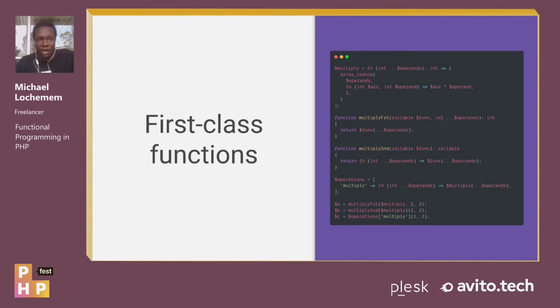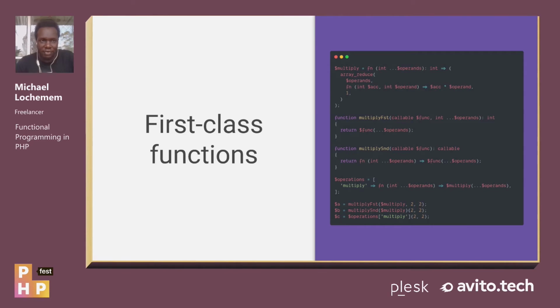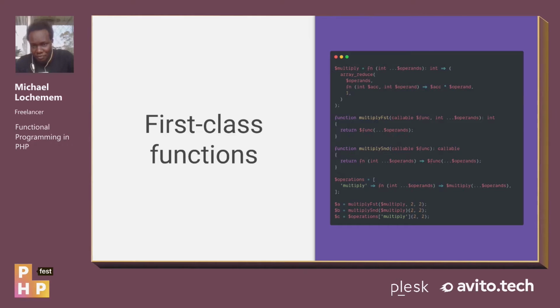PHP allows you to write higher-order functions. Higher-order functions are capable of either taking a function as an argument or returning a function as a result of a computation, or even doing both. That's the whole ethos of higher-order functions, and PHP allows you to do that, right? You can use functions in other composite data structures like hash tables, as you can see with the multiply operation here.